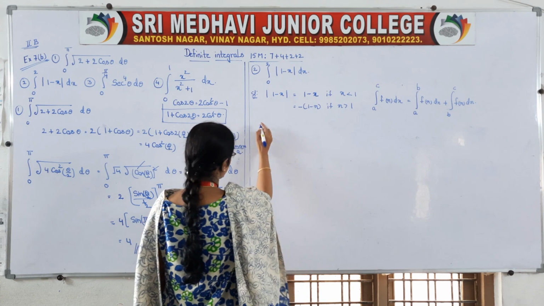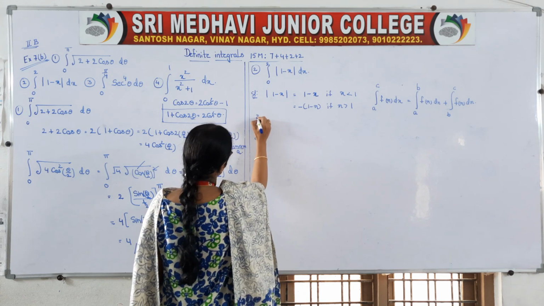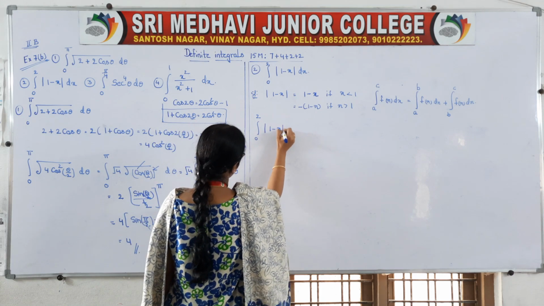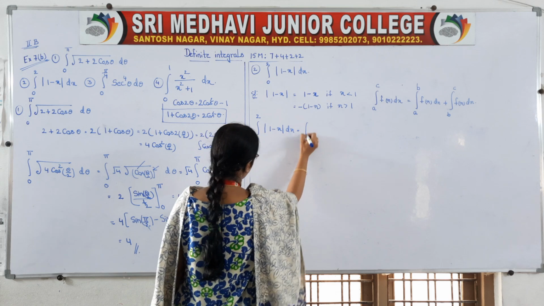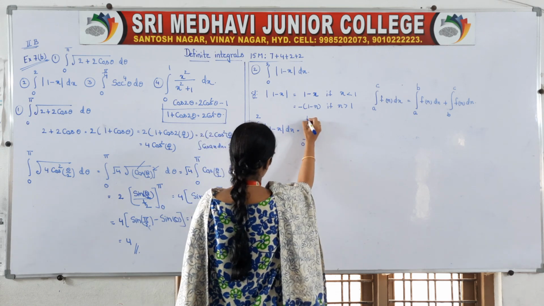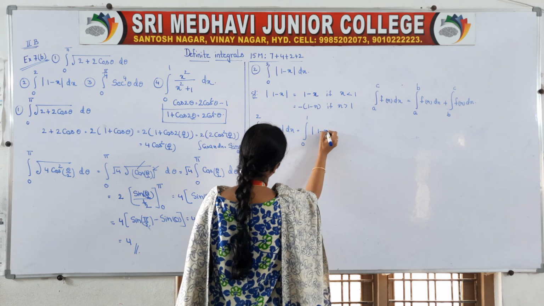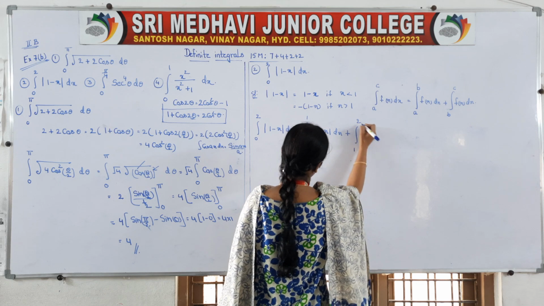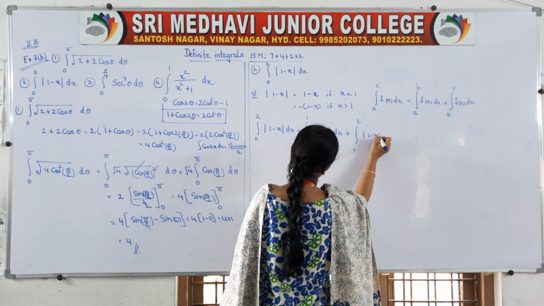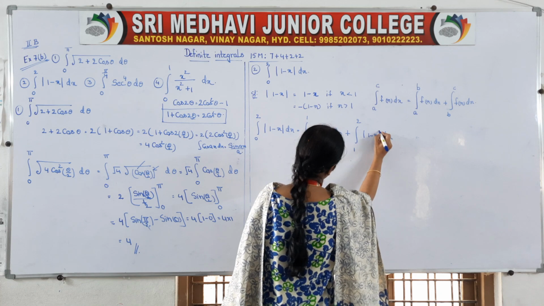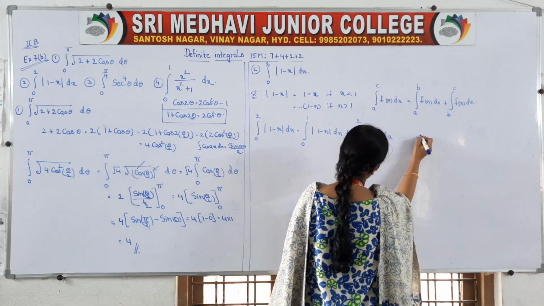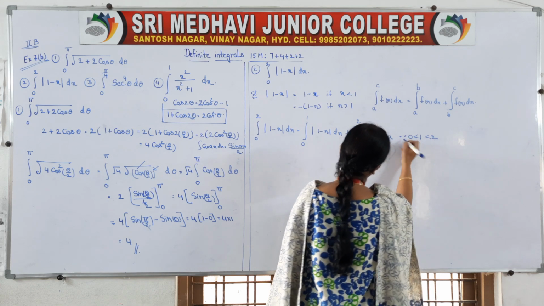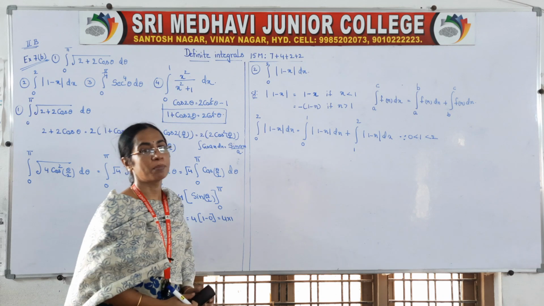Okay, so integral 0 to 2 modulus of 1 minus x dx can be taken as integral 0 to 1 modulus of 1 minus x dx plus integral 1 to 2 modulus of 1 minus x dx. Okay, so here your 1 lies in between 0 and 2. That's why we used that formula.